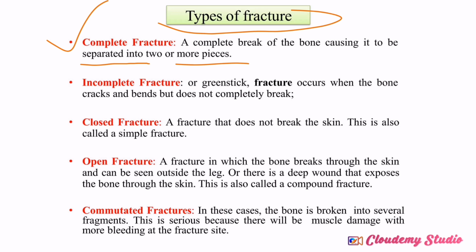Then incomplete, meaning it's just the opposite. An incomplete fracture, or greenstick fracture, occurs when the bone cracks and bends but does not completely break into 2 or more pieces. It just bends or cracks, but does not completely break. That's an incomplete fracture. Then there is what we call a closed fracture. A closed fracture is a fracture that does not break the skin.